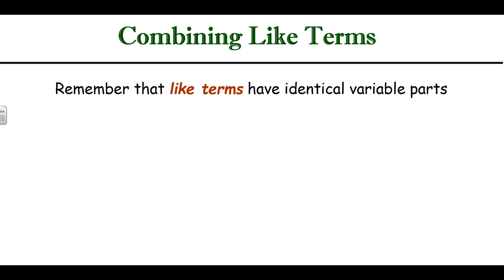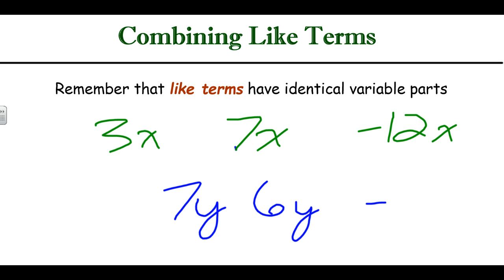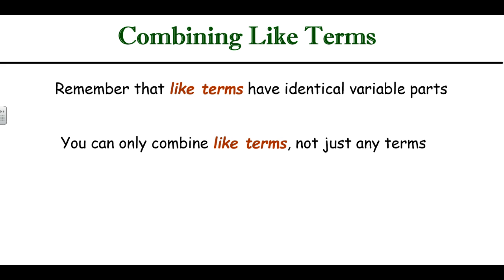So things like 3x, 7x, negative 12x, etc. All have identical variable parts, and those are the sorts of terms that we can combine, whereas 7y, 6y, negative y, all of those sorts of things, while they are like terms to each other, are not like terms to the x terms. The y's can be combined, and the x's can be combined, but the x's and y's cannot be combined with each other, which leads to the second important part, which is that we can only combine like terms, not just any sets of terms.